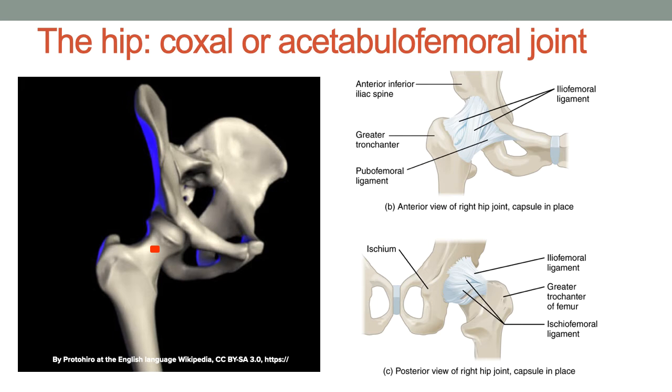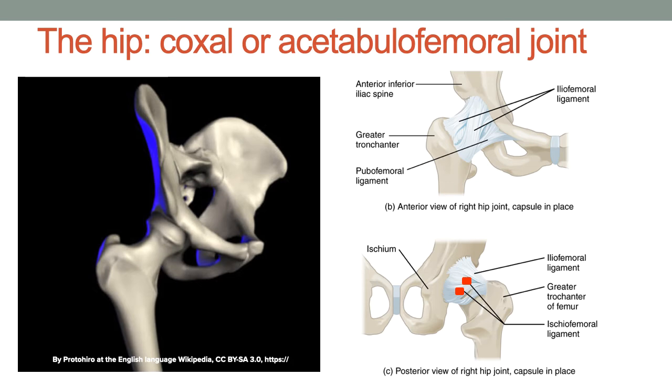Now, the hip bones also have a surrounding capsule, which is very strong. It's got several thickened areas that form intrinsic ligaments. The ligaments are the iliofemoral ligaments, which are shown in both of these images. And then you have the pubofemoral ligament and the ischiofemoral ligament. All of these spiral around the head and the neck of the femur.